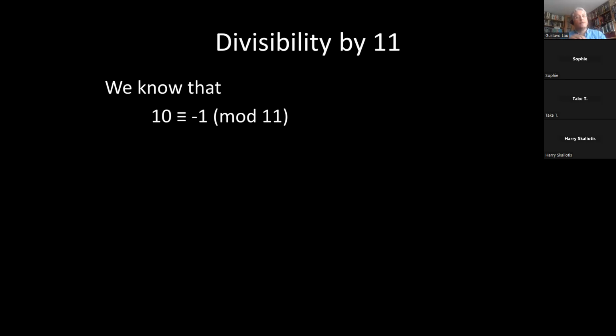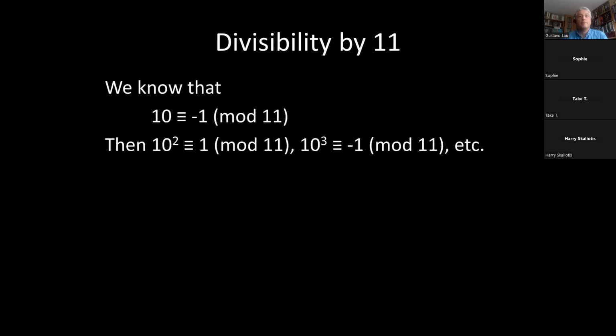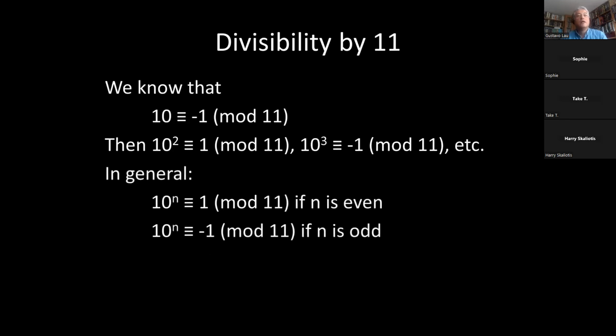I haven't proved it to you, but in modular arithmetic you can take the powers on both sides. So you can square both sides. So 10 squared is 100, and -1 squared is 1. And 10 cubed is 1,000, and -1 cubed is -1. So in general, when n is even, 10 to the n is 1. And when n is odd, 10 to the n is -1.